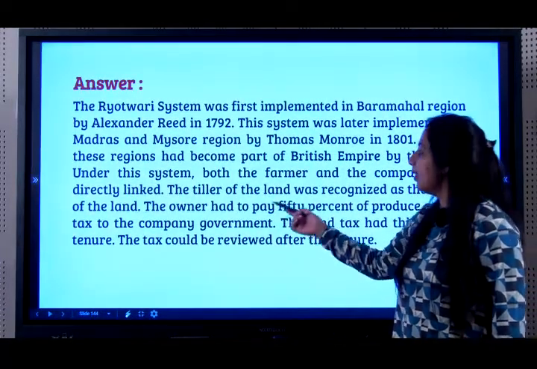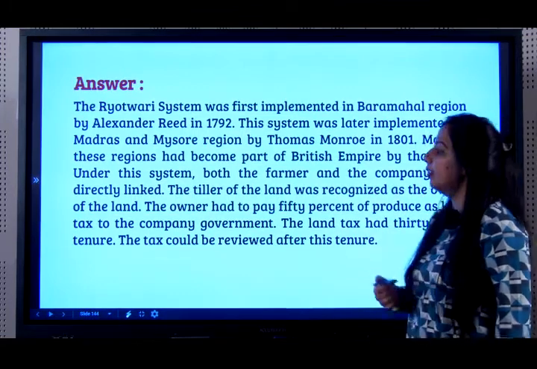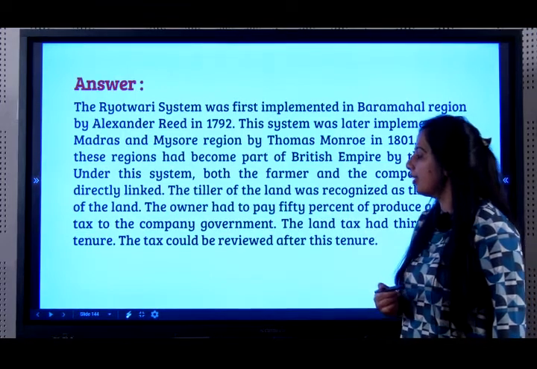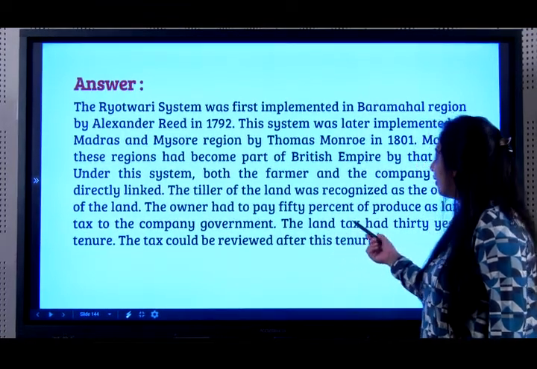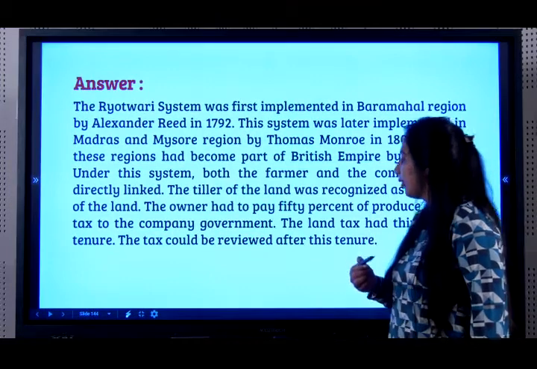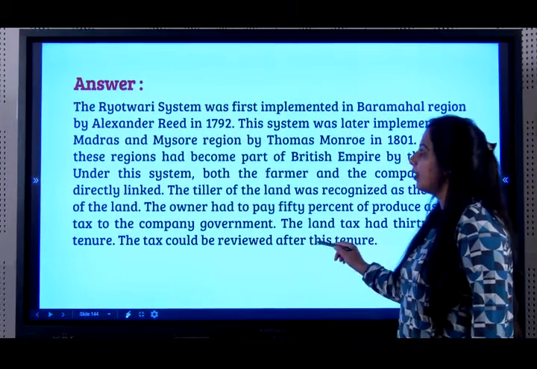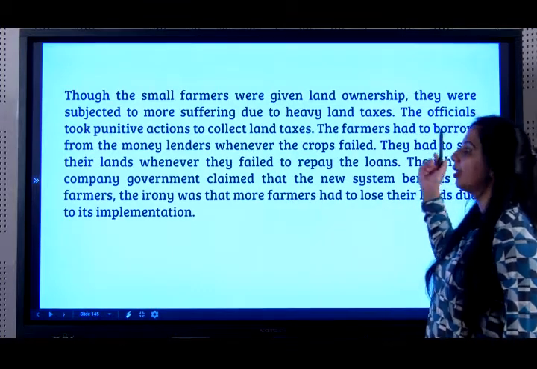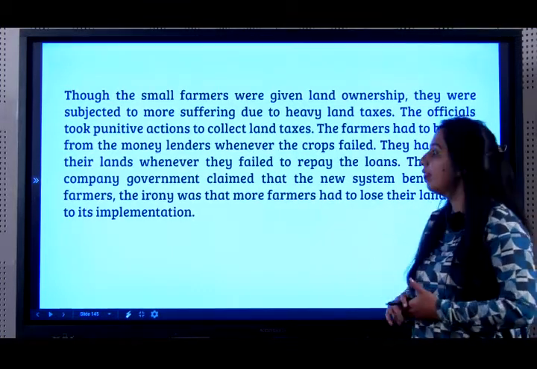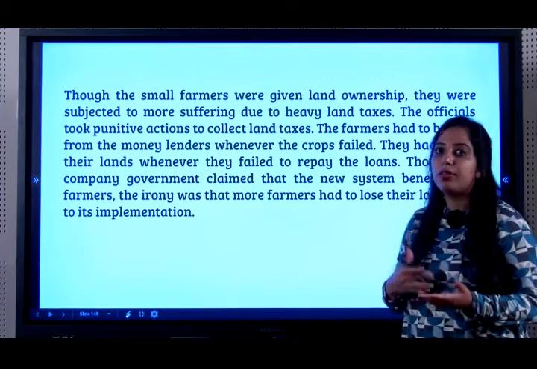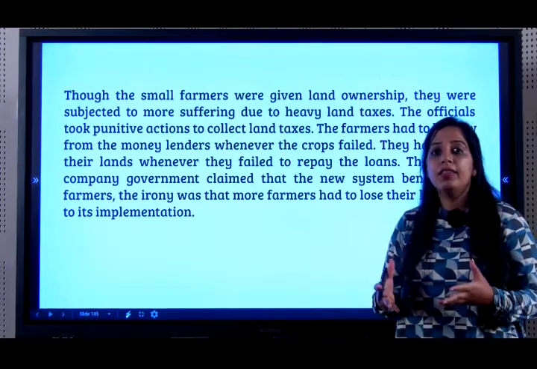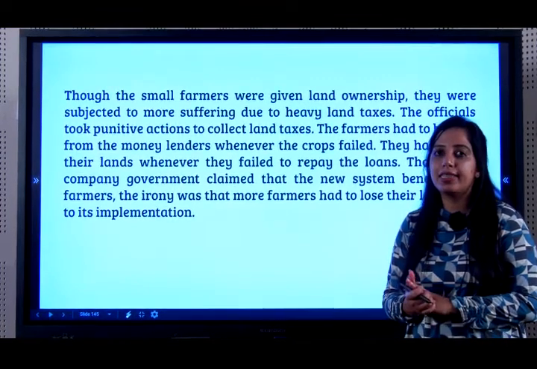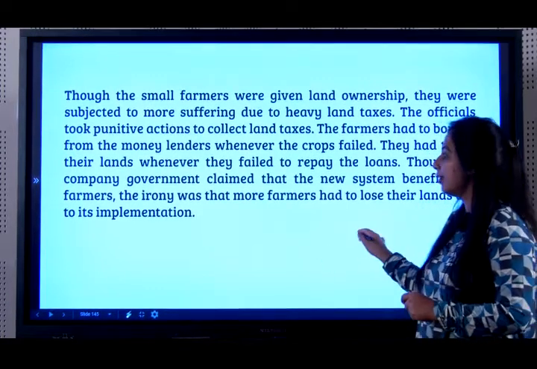In this system, the tiller of the land was recognized as the owner of the land, and the owner had to pay 50% of the produce as tax to the company or to the government. The land tax had 30 years tenure and the tax could be reviewed after this tenure. Through this, those small farmers were given land ownership. They were subjected to more suffering because of heavy taxes, and when they could not repay taxes, they were forced into taking loans from moneylenders to pay the tax, and this way they lost ownership of land.